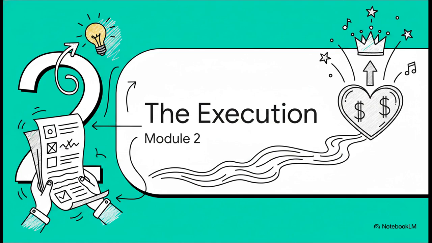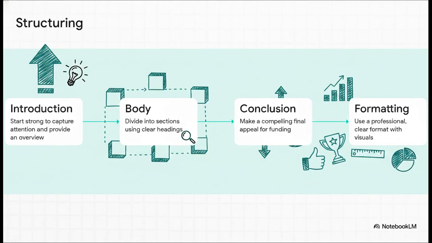Moving right along, let's hit Module 2, the execution. So now we're shifting gears from what to include to exactly how you should write it. Think about the donor's journey as they read. You need a super strong introduction to instantly capture their attention, leading right into a body that's divided by clear headings, so they literally never get lost. And this should flow into a compelling conclusion for your final appeal.